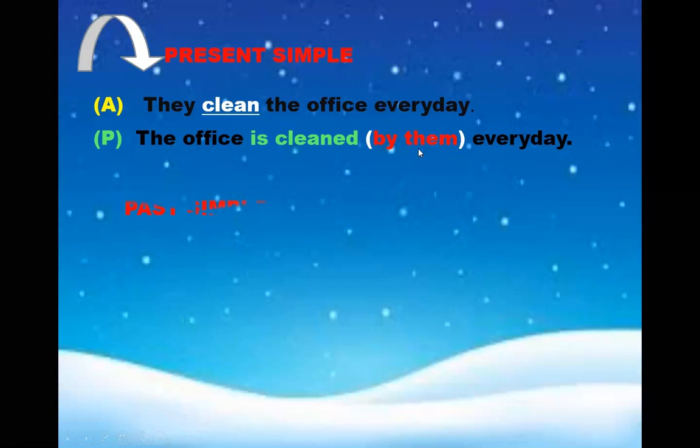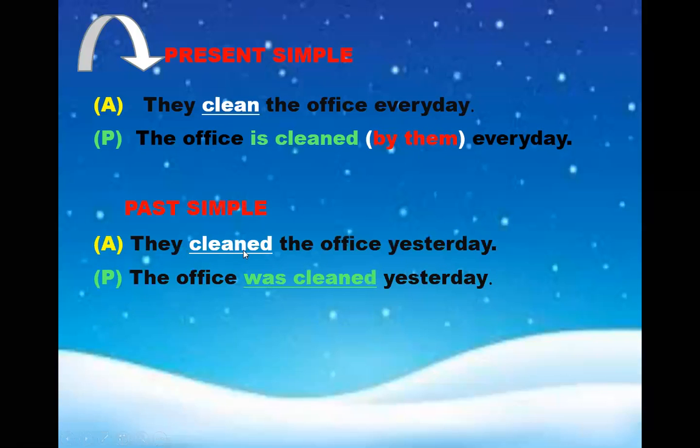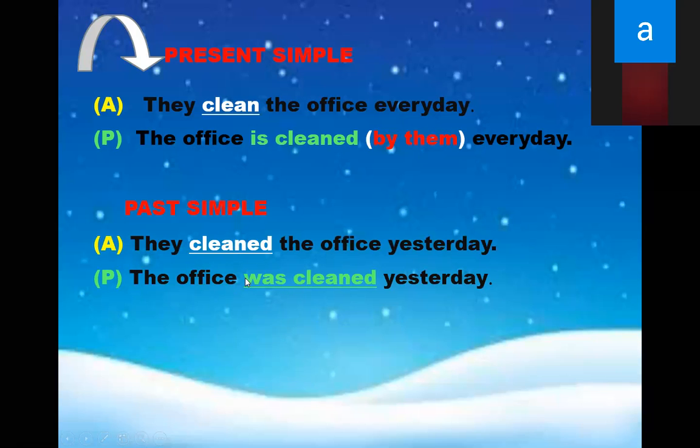Let's take another example in the past simple tense. They cleaned the office yesterday. It's in past simple. How can we change it into passive? We will start with the office and use was plus the past participle of the verb. Why? Because the office is one and we are talking in the past. Verb to be in the past is was or were. The office was cleaned yesterday.